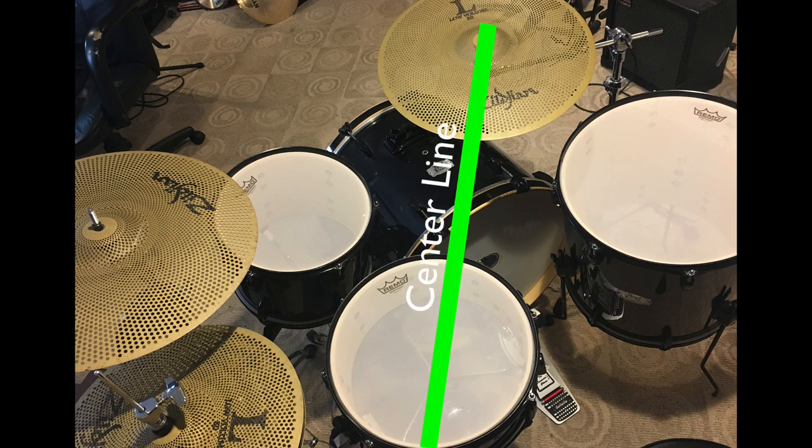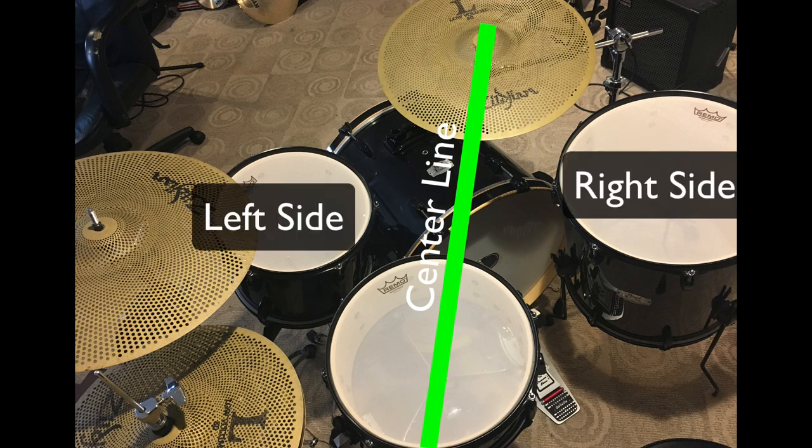So what that would mean is that everything on my left, the hi-hat, the rack tom, and my left crash would all be left speaker. And then on the right, I would have the other microphone placed over the floor tom, and that would make the floor tom and anything on the right side of me the right.